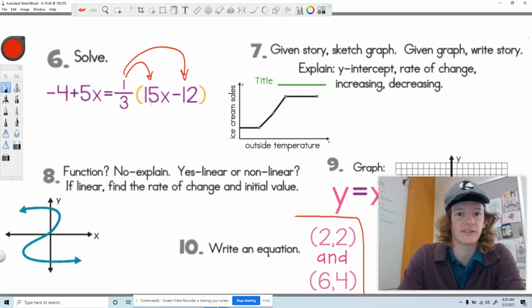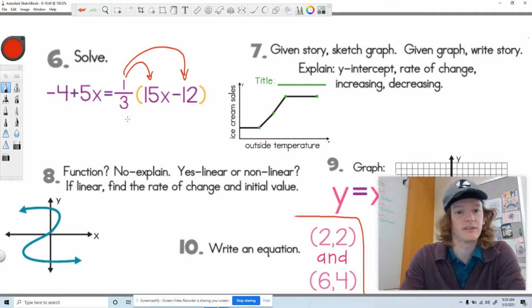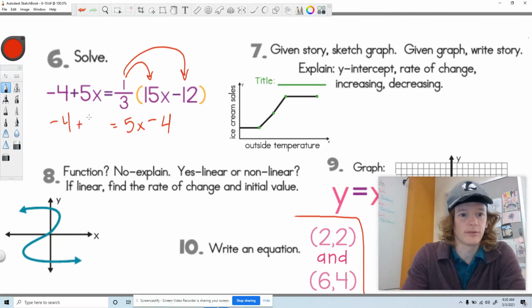Well, 1/3 of 15, take 15, break it into 3 equal parts. 15 divided by 3 is the same thing. We get 5x. And on the right side, break -12 or 12 into 3 parts. We're going to have -4. And we'll have -4 plus 5x.